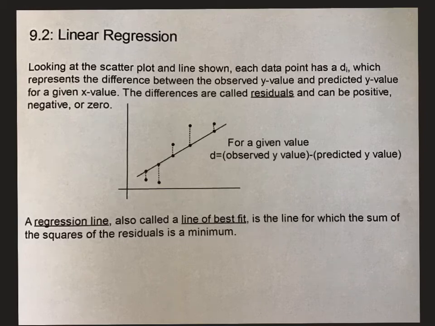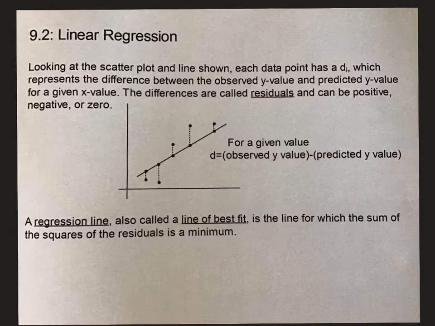Okay, so in 9.1, we talked about correlation and if it was positive, negative, no correlation, nonlinear correlation, all of those different types of correlation. And then we ended up finding our correlation coefficient. So the stronger the correlation, the closer to positive 1 or negative 1 our R value was. And negative was our negative correlation, positive was our positive correlation.